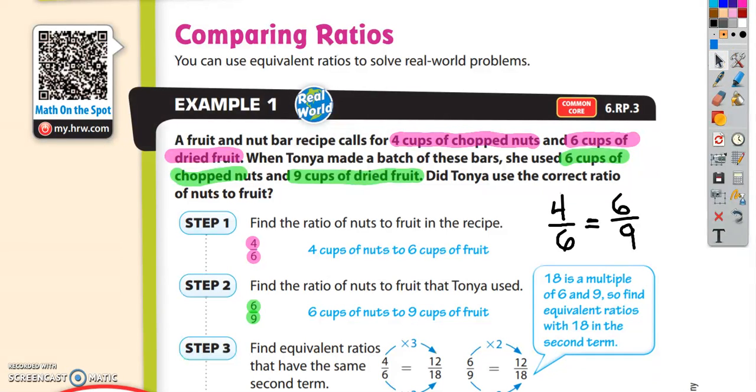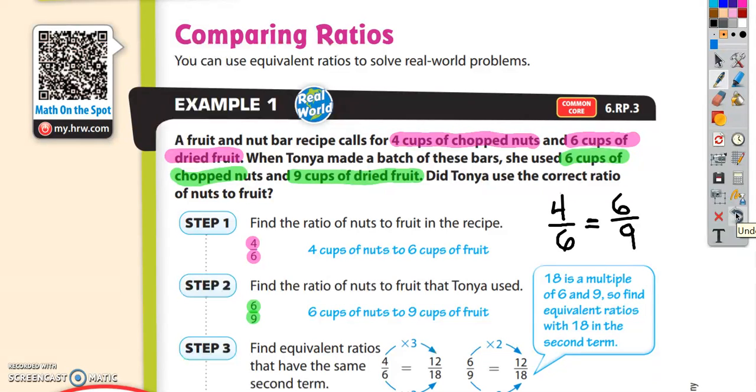So some kids would look at this 4 to 6 and 6 to 9, and they might think to themselves, well, you can't multiply 4 by a whole number to get to 6, and you can't multiply 6 by a whole number to get to 9. And you can't, that's true. So we're going to have to think of this a different way, because just because you can't multiply it by a whole number doesn't mean it's not true.